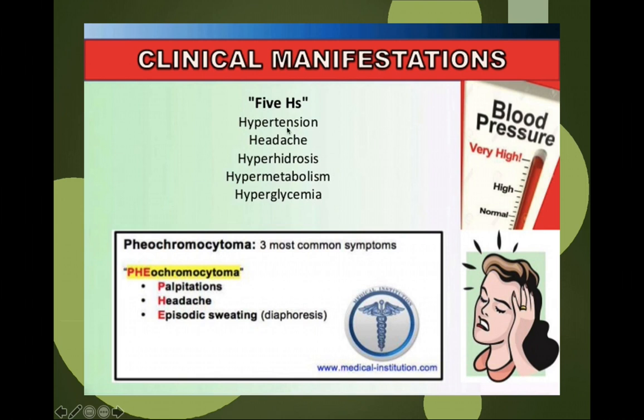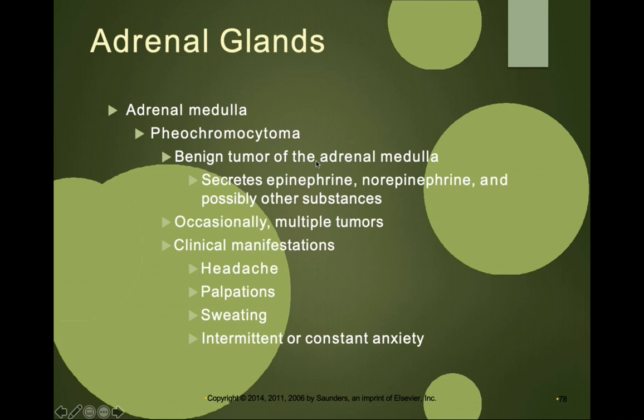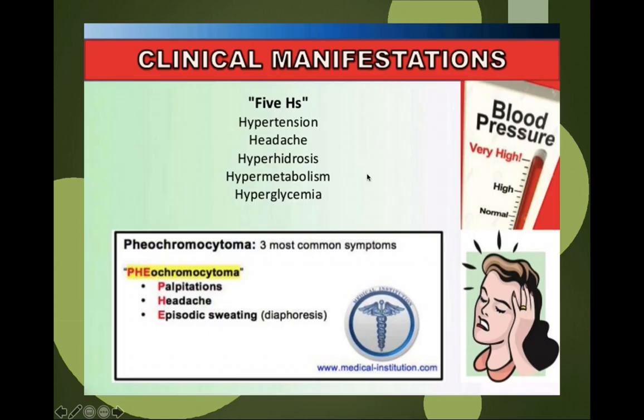Or we could say there's 5 H's: hypertension, headache, hyperhidrosis, right? Hypermetabolism, hyperglycemia. Again, this is what happens when there's a benign tumor of the adrenal medulla and you're activating the sympathetics.